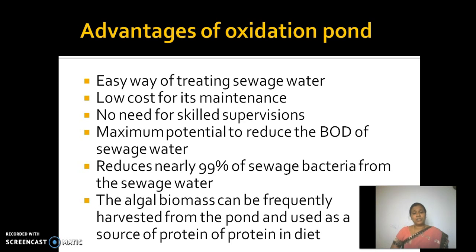And you can also use this oxidation pond for the growth of algal biomass, for example spirulina, which can be harvested from the pond and used as a source of protein in the diet.